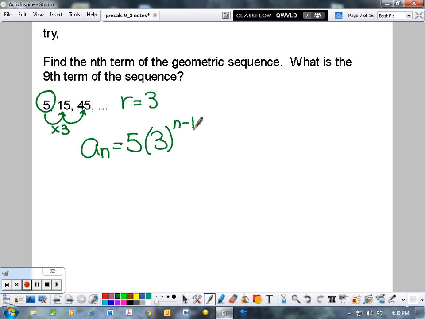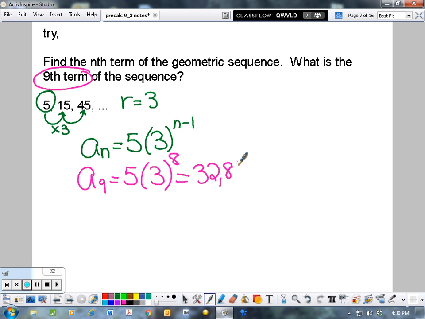And now if I want to find that 9th term, I'll just go ahead and plug in 9 for n. So my 9th term would be 5 times 3 to the 9 minus 1, which is 8. And then I'm going to go ahead and calculate 3 to the 8th power, and then times by 5. So my 9th term should be 32,805.